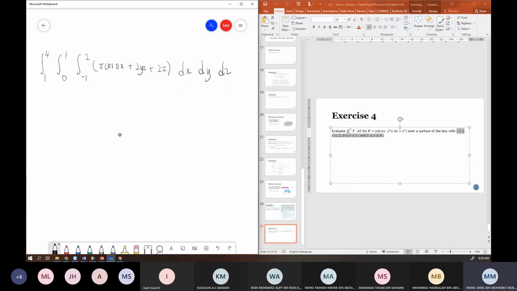Okay, so we integrate x first. Integrating this with respect to x, we get pi sine pi x over pi. Need to revise integration again.